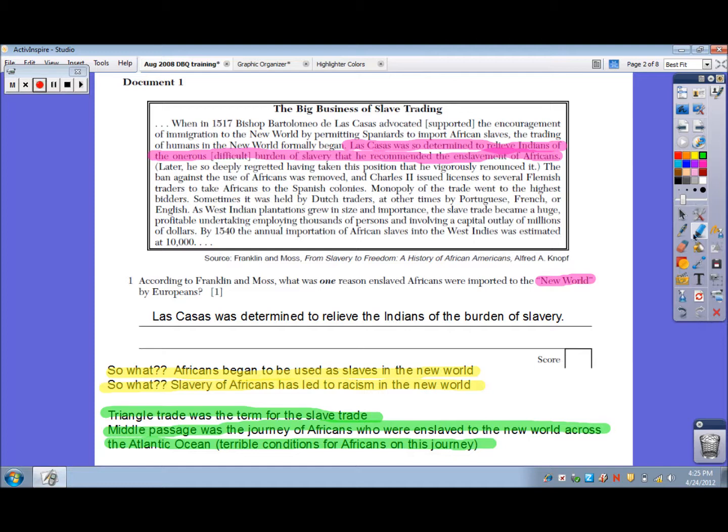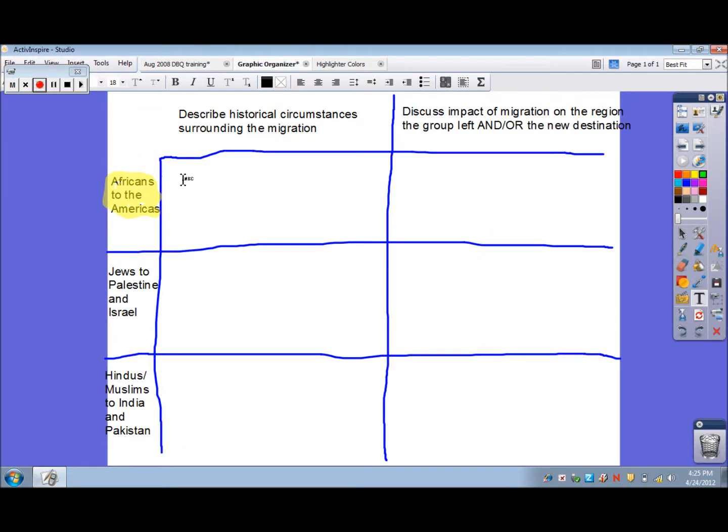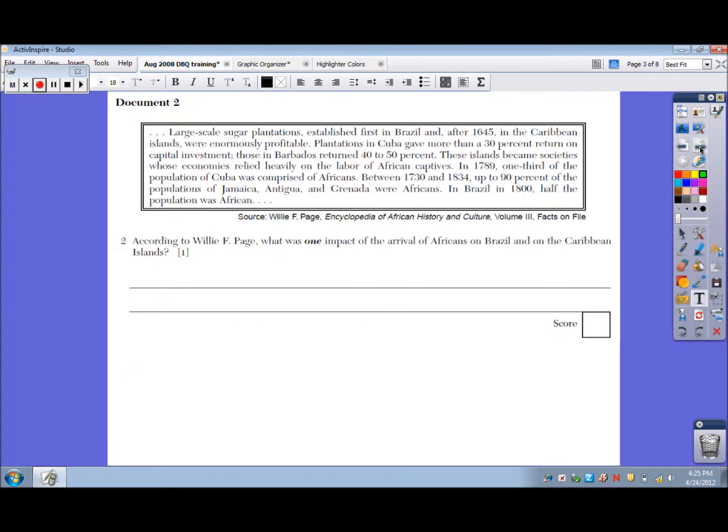You could go back and you could read more and highlight more in pink in your document if you so desired. But right now what we're going to do is go to our graphic organizer and think about where this corresponds. Does this discuss the impact on the area? Not so much, but it does describe historical circumstances. So we're going to write down Doc 1 in our graphic organizer. So that does it for document number 1. Let's move on to document 2.